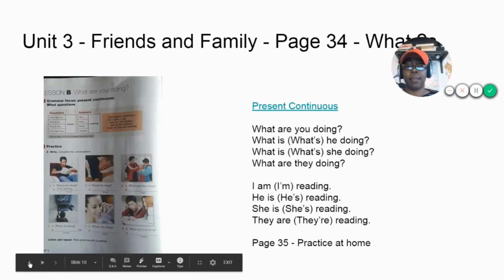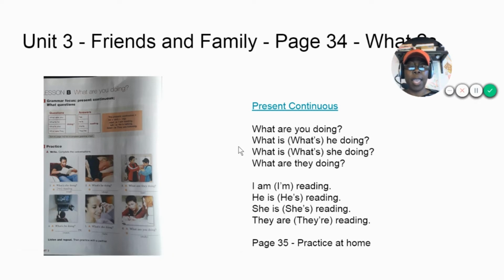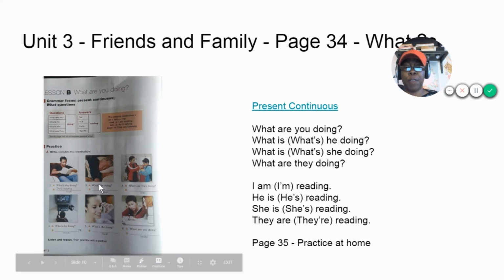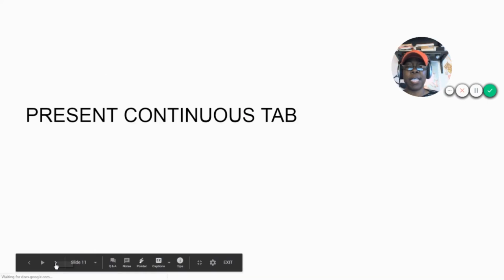So we're talking about our present continuous and our what questions. We talked about what are you doing? What is he doing? What is she doing? What are they doing? And this should be page 34. So this was just for review. So let's move to the next slide.